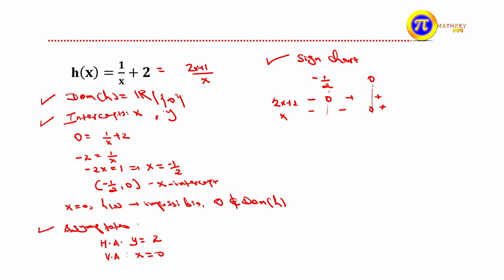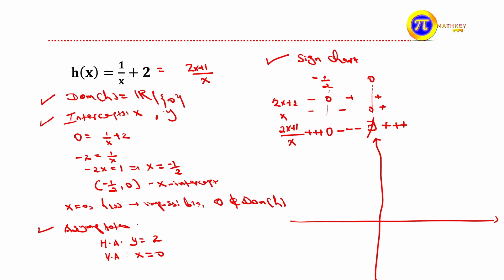So here, divide them, the quotient, 2x plus 1 over x: negative divided by negative it is positive, 0 divided by negative it is 0, positive divided by negative it is negative. Here positive divided by 0 it is undefined, positive divided by positive it is positive. After that, sketch the graph.